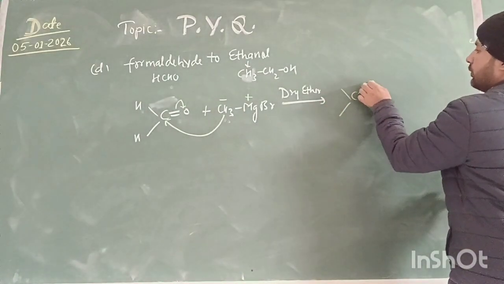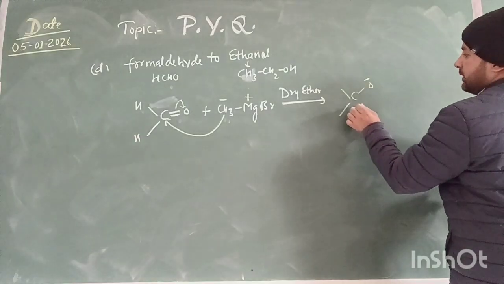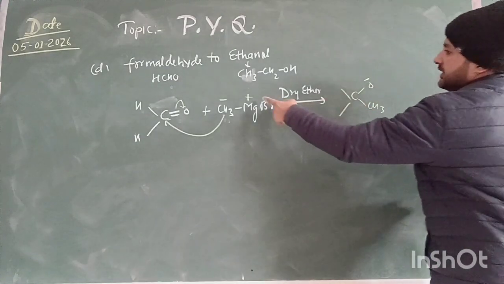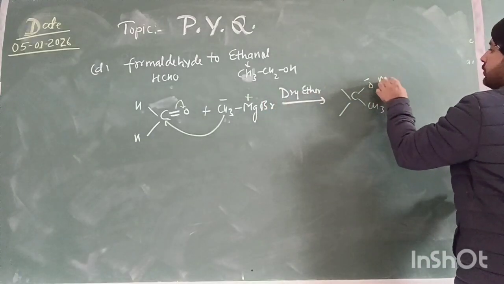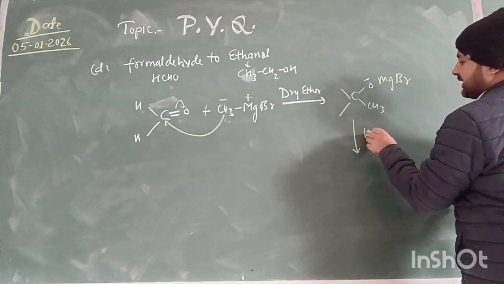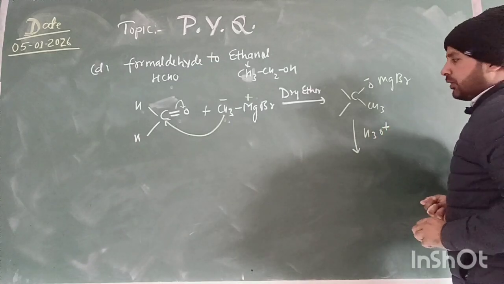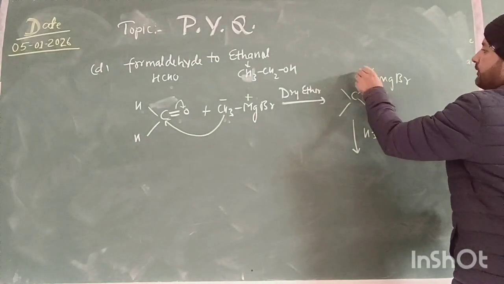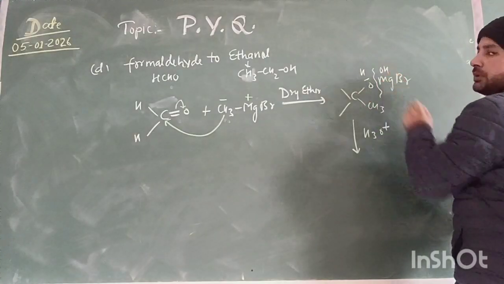This will become O negatively, and here CH3 will get attached. And this is the positive part, this will attach over here. After acidic hydrolysis, H3O plus, what will happen? There will be bond breaking. Here we will put H and here we will put OH.